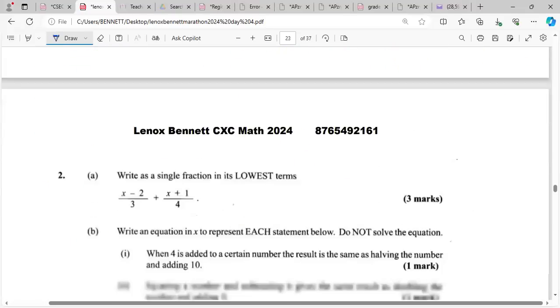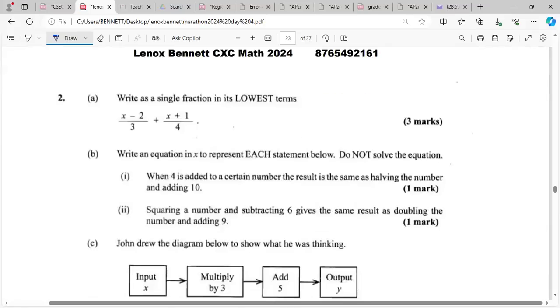Alright, so guys, we go back to some simple things because I know it's a lot of different stuff I put on it. Write as a single fraction in its lowest terms, x minus 2. I just did a live one with those. Everyone should be able to get full marks from that. 3 marks. And then, write an equation in x to represent each statement below. Do not solve the equation. So they just want the expression, guys.